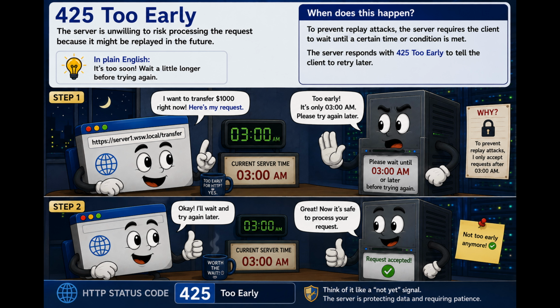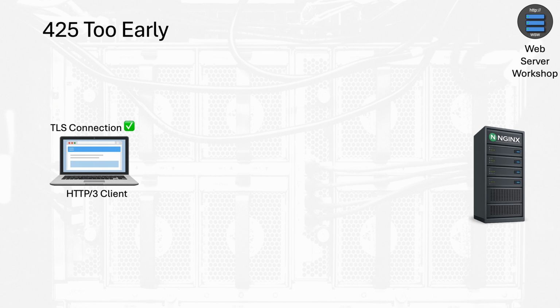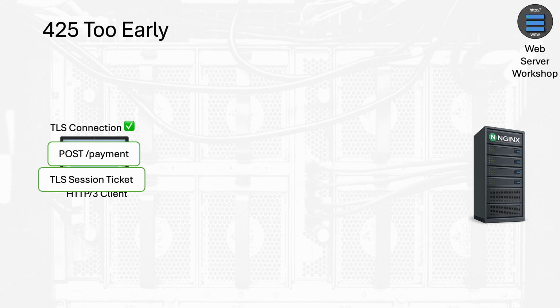The 425 Too Early response code is really targeting the zero round-trip time features of the HTTP version 3 protocol. This particular response code is pretty difficult to demonstrate in an actual connection, so we'll just use an animation this time. Suppose we have a client that needs to perform some payment operation, but there's already an established TLS connection.